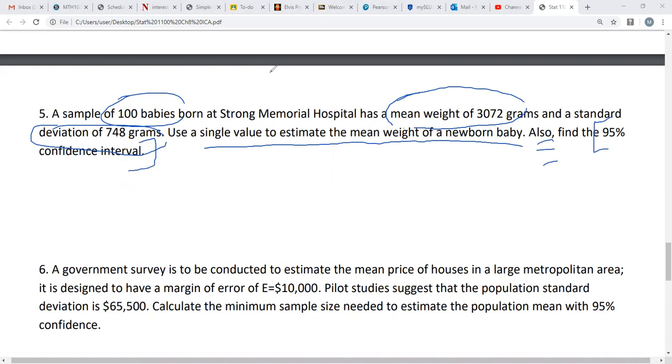I'll use a different color for both just to help visualize what it is that we're talking about. So it says use a single value to estimate the mean weight of a newborn baby. What it's asking for here is our best estimate. And remember that our best estimate is the mean that we have from our sample. So here, our best estimate is that 3,072 grams. That's best estimate, the 3,072.